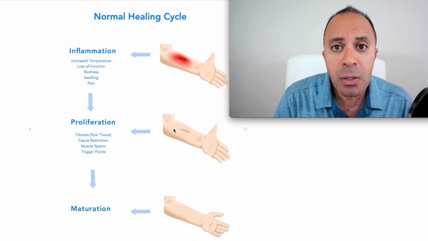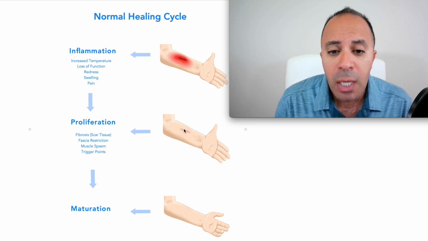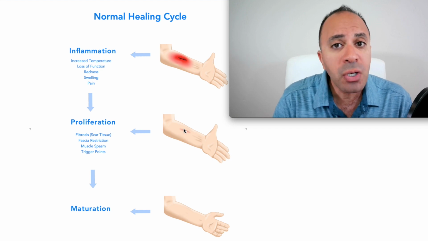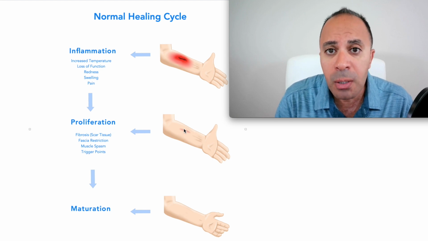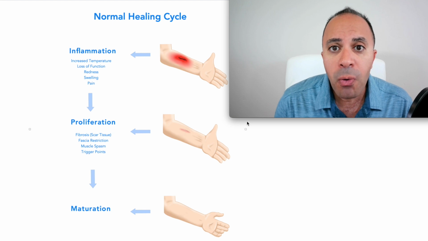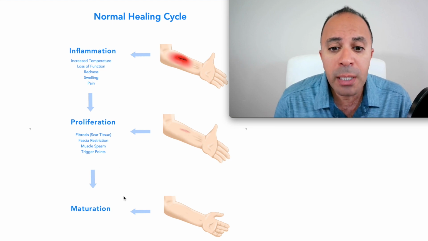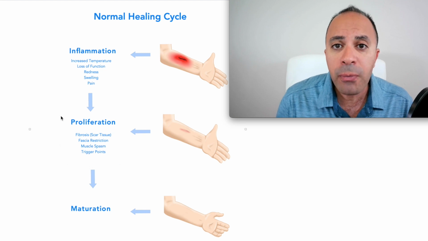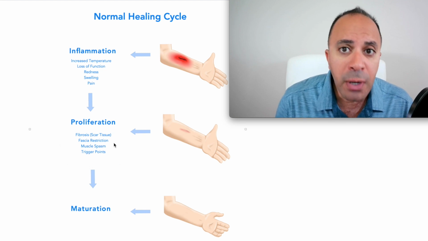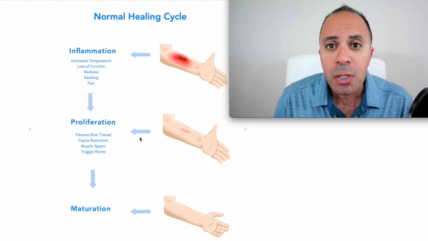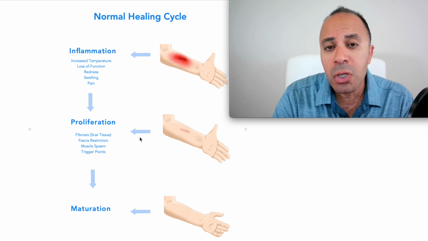That's when the body starts to build the scar tissue, as you see in the image. During that stage, there's actually a cascade of events: fascial restrictions, muscle spasm, trigger points. I'm going to focus on the scar tissue for the sake of time, but I have another video explaining in detail the fascial restriction, the muscle spasm, and the trigger points. So why could scar tissue be an issue?